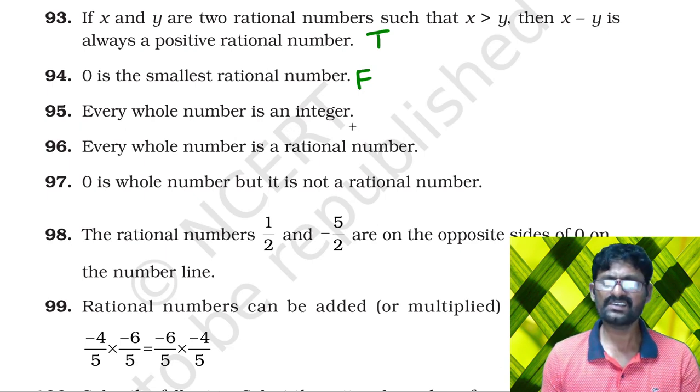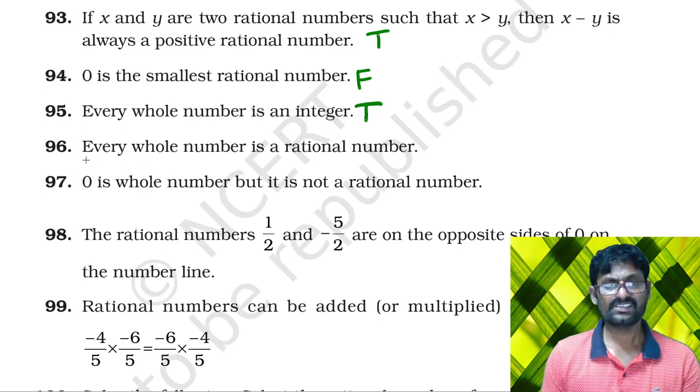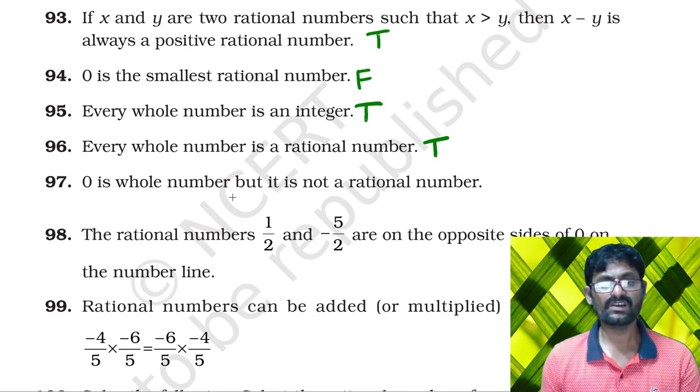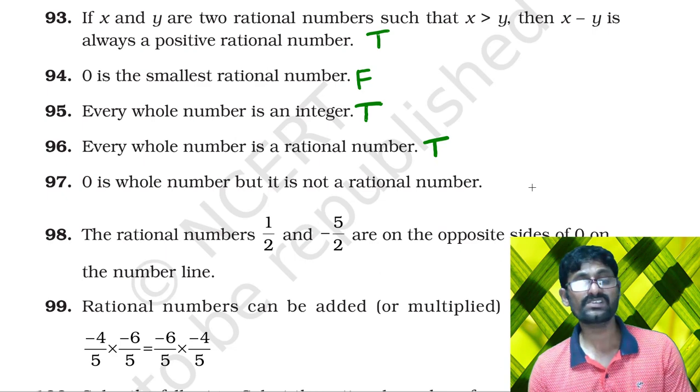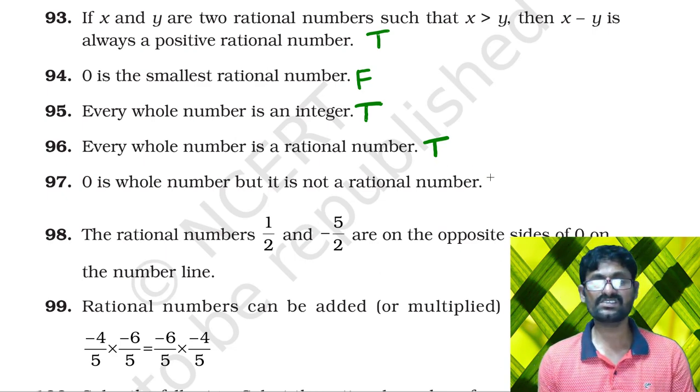95. Every whole number is an integer. That is correct. This is a true statement. Every whole number is an integer as well as a rational number. Then 96. Every whole number is a rational number. Yes, that is correct. This is also a true statement. 97. 0 is a whole number, but it is not a rational number. No, all the whole numbers are rational numbers. So 0 is also a rational number. So this is a false statement.